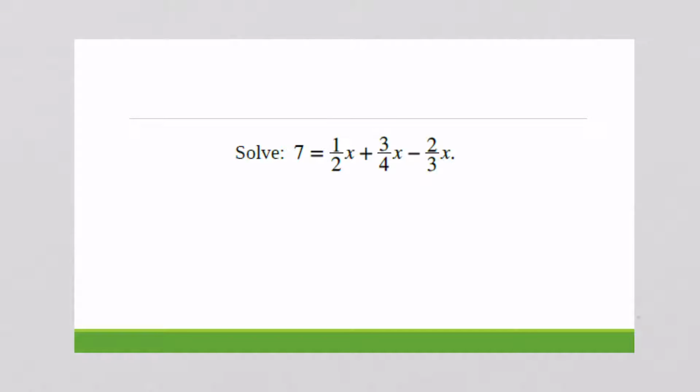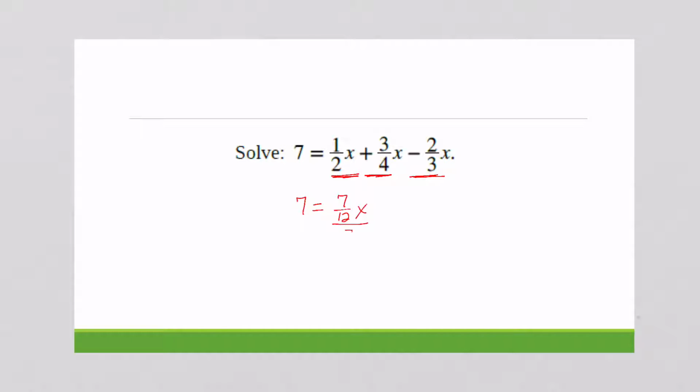Okay, so we have a lot of fractions in this problem as well. If you want to just use your calculator and combine your like terms, you could. So on your calculator, you could type in 1/2. Don't put in the x, it's a bad idea. So just type in 1/2 plus 3/4 minus 2/3. And so whenever you do that, you wind up getting 7 is equal to 7/12 x.